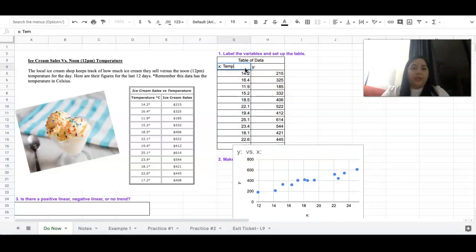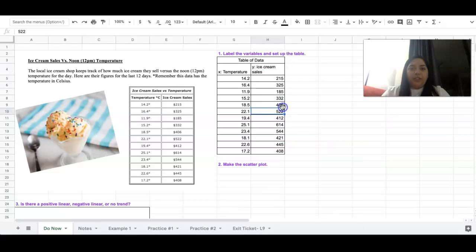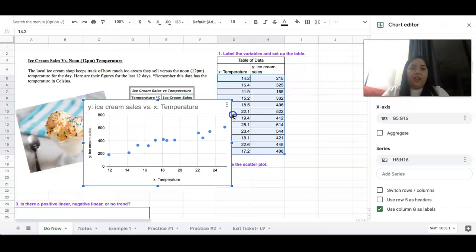So x was temperature, and then y is ice cream sales. Okay, so I'm going to go ahead and delete this chart and make the chart again so that way it has the right title. Highlight, insert chart. Okay, there we go.